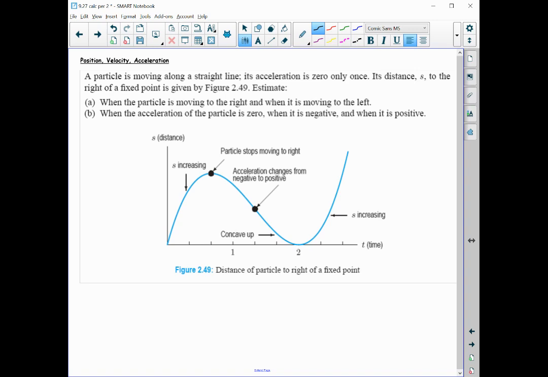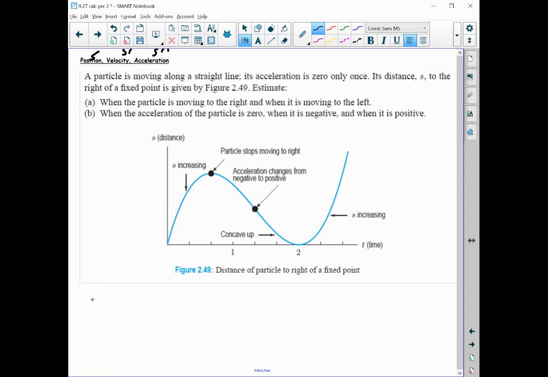A particle is moving along a straight line. Its acceleration is 0 only once. So that's your clue: second derivative. Its distance s to the right of the fixed point is given by the figure. Estimate (a) when the particle is moving right and moving left, and (b) when the acceleration of the particle is 0, when it's negative, and when it's positive. So again, if this is our function s, position, then velocity would be s prime and acceleration would be s double prime.